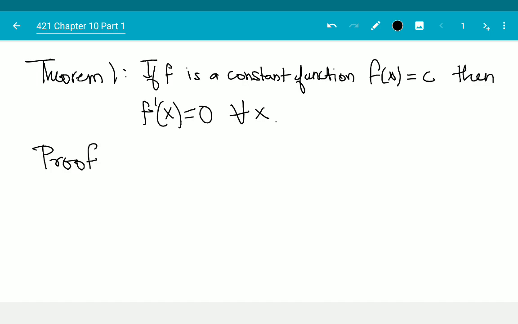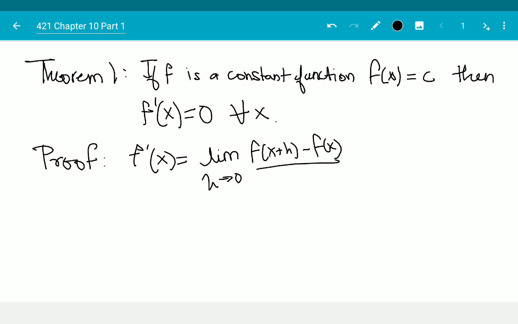Proof. This is really easy. By definition, f prime of x is equal to limit h goes to 0, f of x plus h minus f of x over h, which is equal to limit h goes to 0, c minus c over h, which is equal to 0, right? So now we know that if I take the derivative of a constant function, then it's 0.